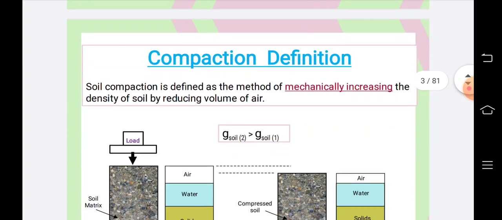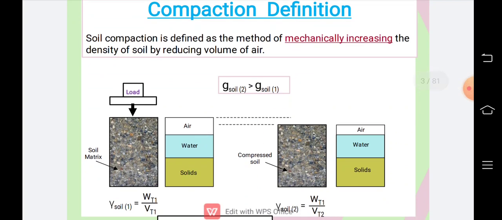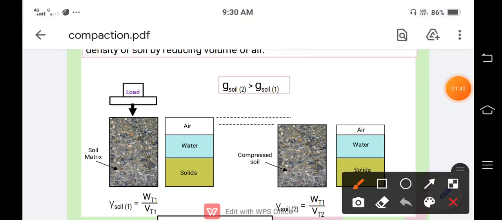Okay, so what is meant by compaction? Compaction is a method of mechanically increasing the density of the soil by reducing the air content. As we know, a soil sample consists of a three-phase system and a two-phase system. The three-phase system consists of air, water and solids. So this is our soil sample.